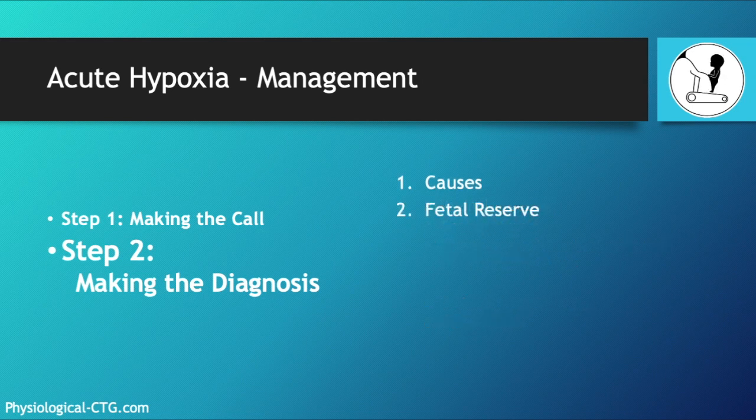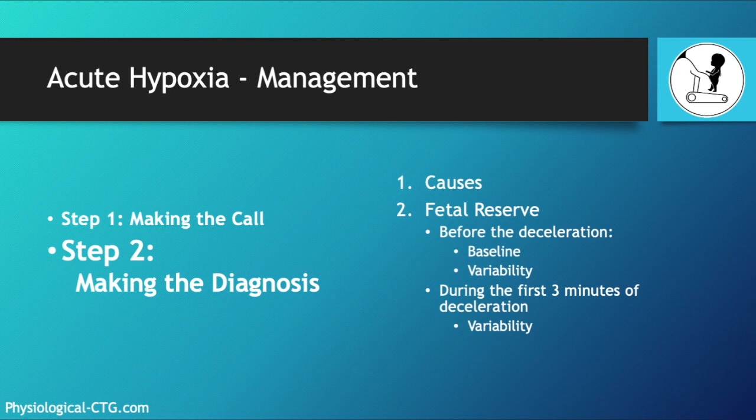The second part of the diagnosis is figuring out how much does this fetus have to fight off the acute hypoxia. Look at the baseline and variability before the hypoxia started. This tells you whether the baby was already hypoxic before the deceleration. Then look at the variability during the first 3 minutes of the deceleration. This tells you whether the baby's brain has become ischemic just as the deceleration started.